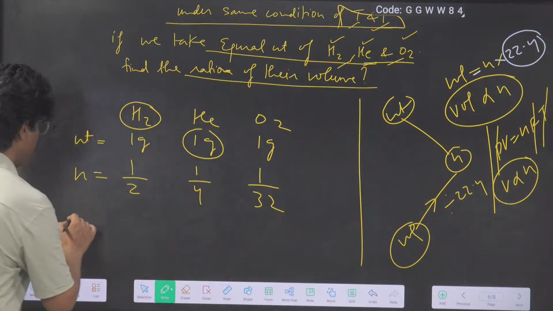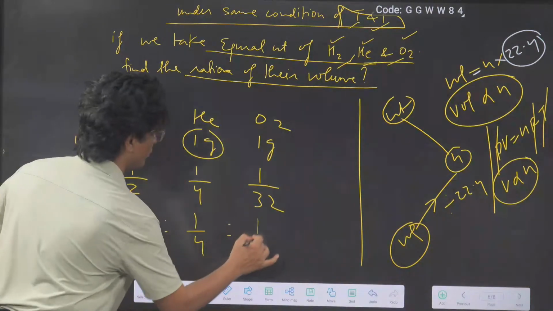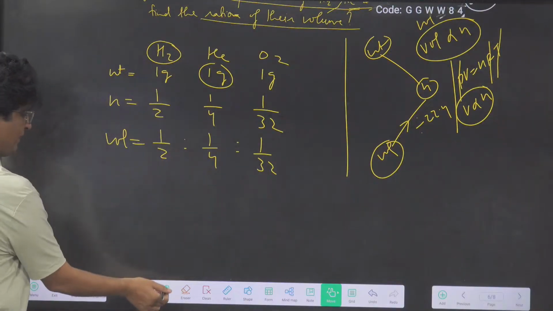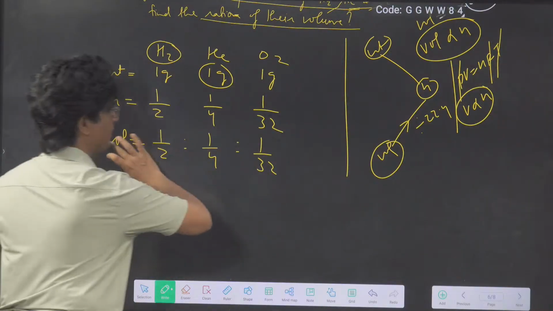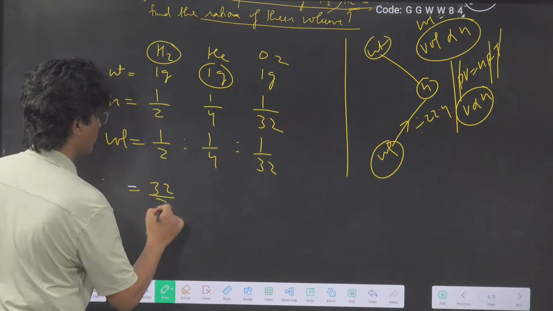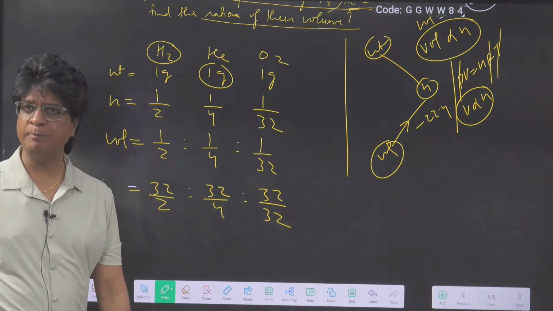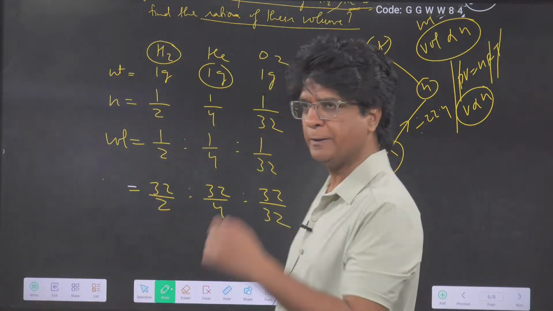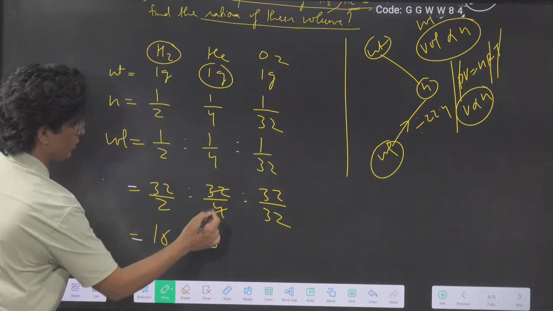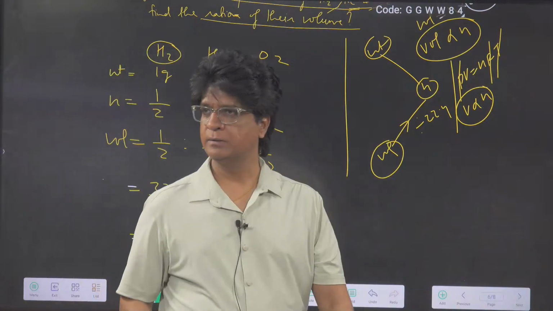Right, good one. Now that means the ratio of volume of gases will be again what? 1 is to 2 is to 1 upon 4 is to 1 upon 32. Yes or no? Now to simplify that, can I multiply everything by 32? So 32 by 2 is to 32 by 4 is to 32 by 32. Why am I multiplying by 32? Because I want an integer answer. So this will be 16 is to 8 is to 1. That is the case.